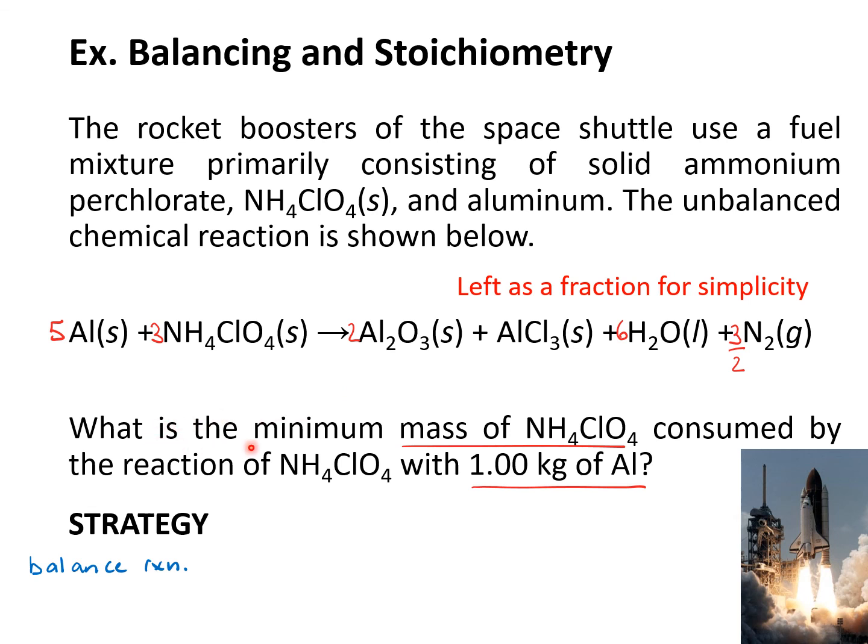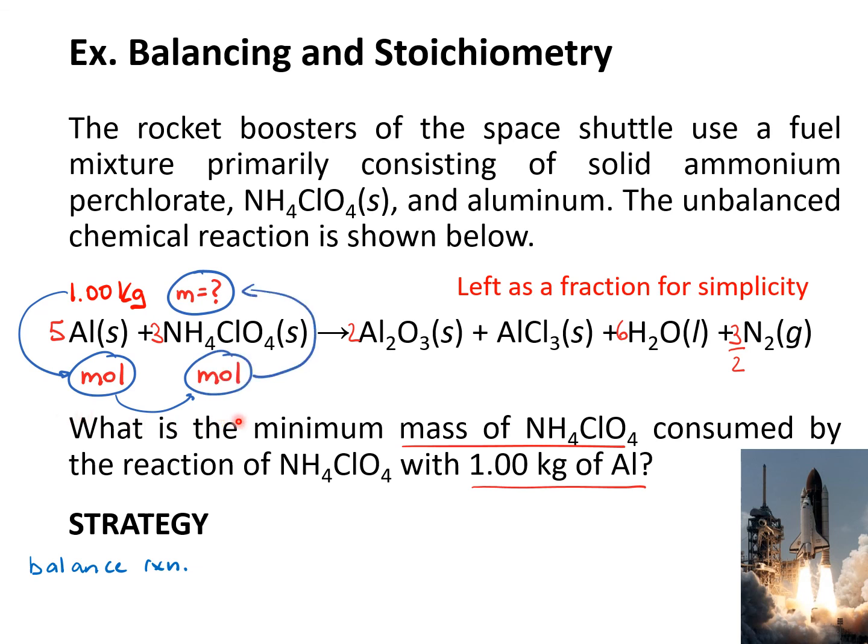Now, we can address the rest of the question, which is to calculate the mass of ammonium perchlorate required to react with 1 kilogram of aluminum. So starting with 1 kilogram of aluminum, we want to calculate the mass of ammonium perchlorate. In order to do that, we would convert our 1 kilogram of aluminum to moles of aluminum. Then we would calculate the moles of ammonium perchlorate, and then use that to calculate the mass of ammonium perchlorate. So the strategy here to get the mass of ammonium perchlorate, we need the moles of ammonium perchlorate. To get that, we need the moles of aluminum, and we need the mass of aluminum, which is given.